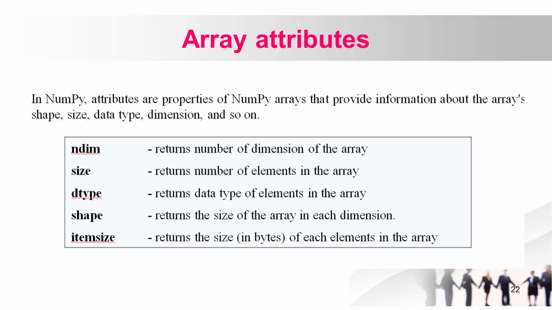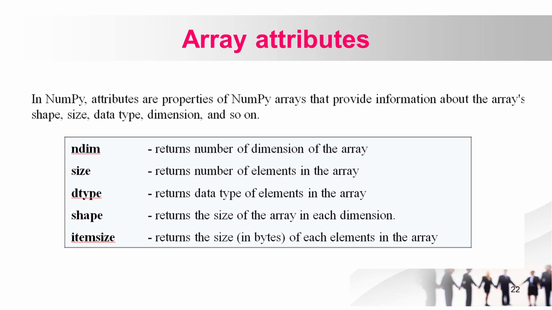Now the next thing is array attributes. What are array attributes? They provide information about the shape, size, data type, dimensions and so on. The command ndim returns the dimension of the array. Size returns the number of elements in the array; if I give the elements 1, 2, 3, it returns the size as 3. Next is dtype, which returns the data type, whether it is an integer or a float. Shape returns the size of the array in each dimension.